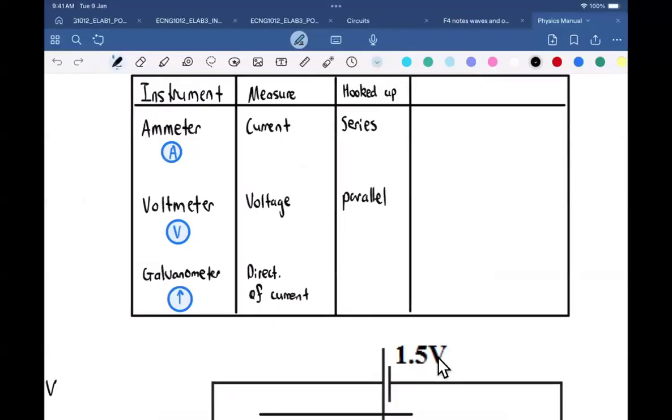The galvanometer shows you the direction of current. So make a guess. Are we going to hook up the galvanometer in series or parallel? It shows you the direction of the current. It deals with current. Let me hear. Use all your brain. Justin, since it deals with current, will I hook it up in series or in parallel?